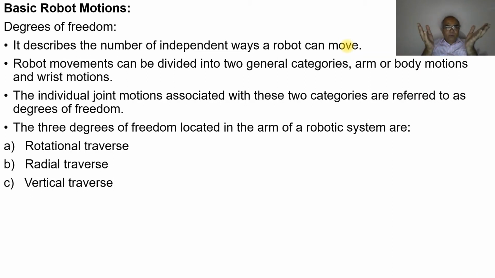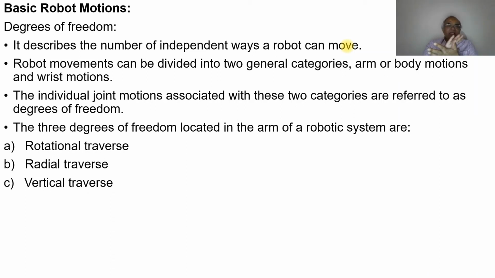a robot can move. Robot movements can be divided into two general categories: arm or body motions and wrist motions. So this is the wrist motion and this is the arm motion. Then the individual joint motions associated with these two categories are referred to as degrees of freedom. So the arm or body motion and the wrist motion, both combined together, become the degrees of freedom.